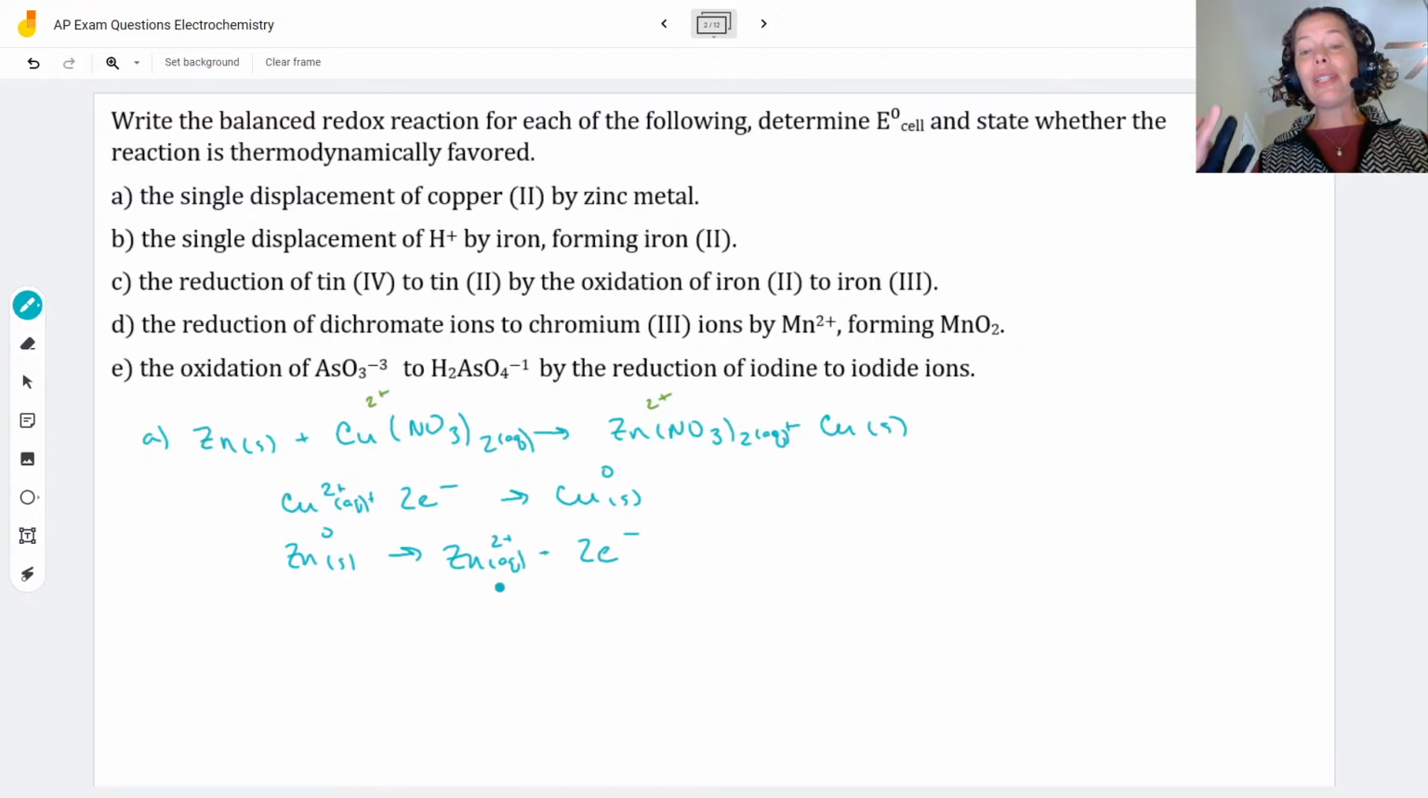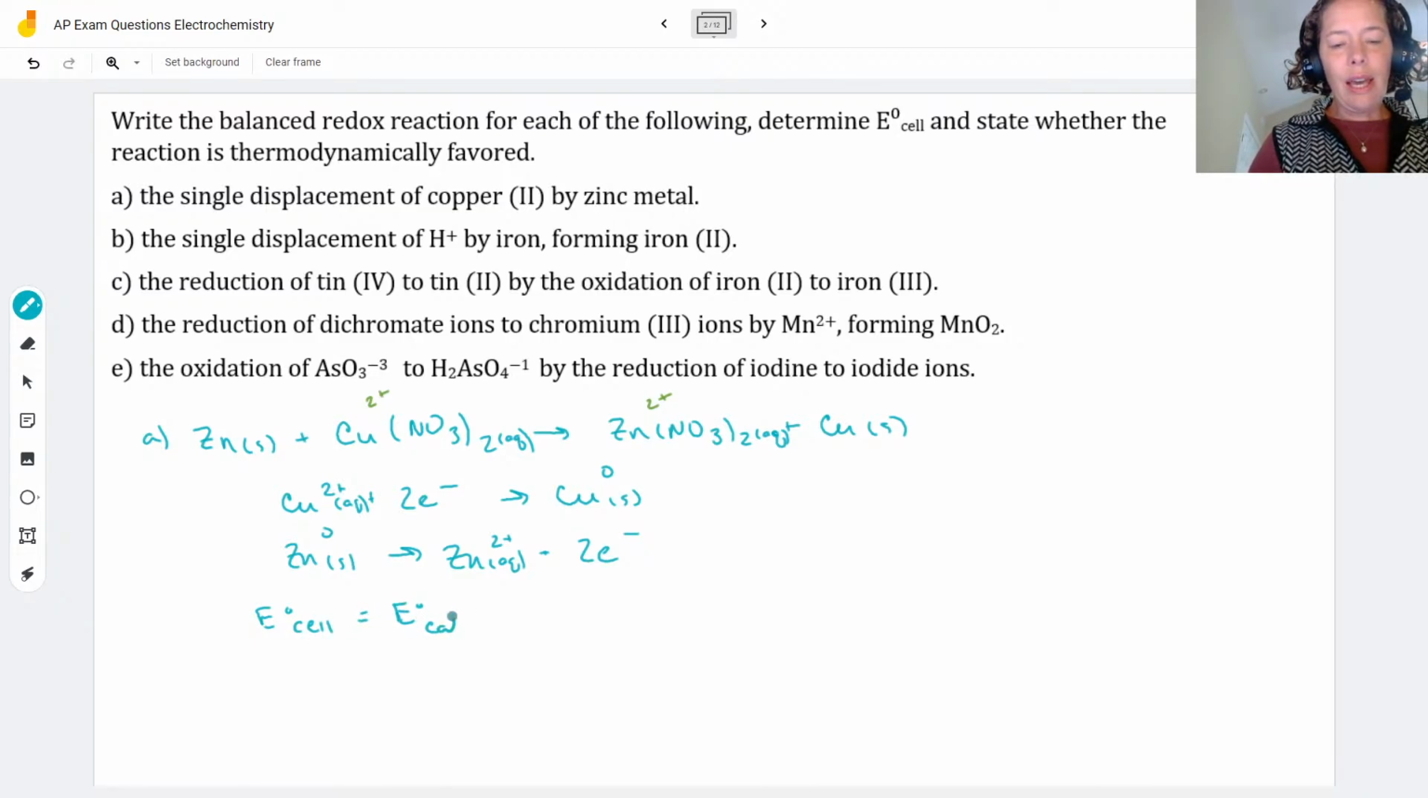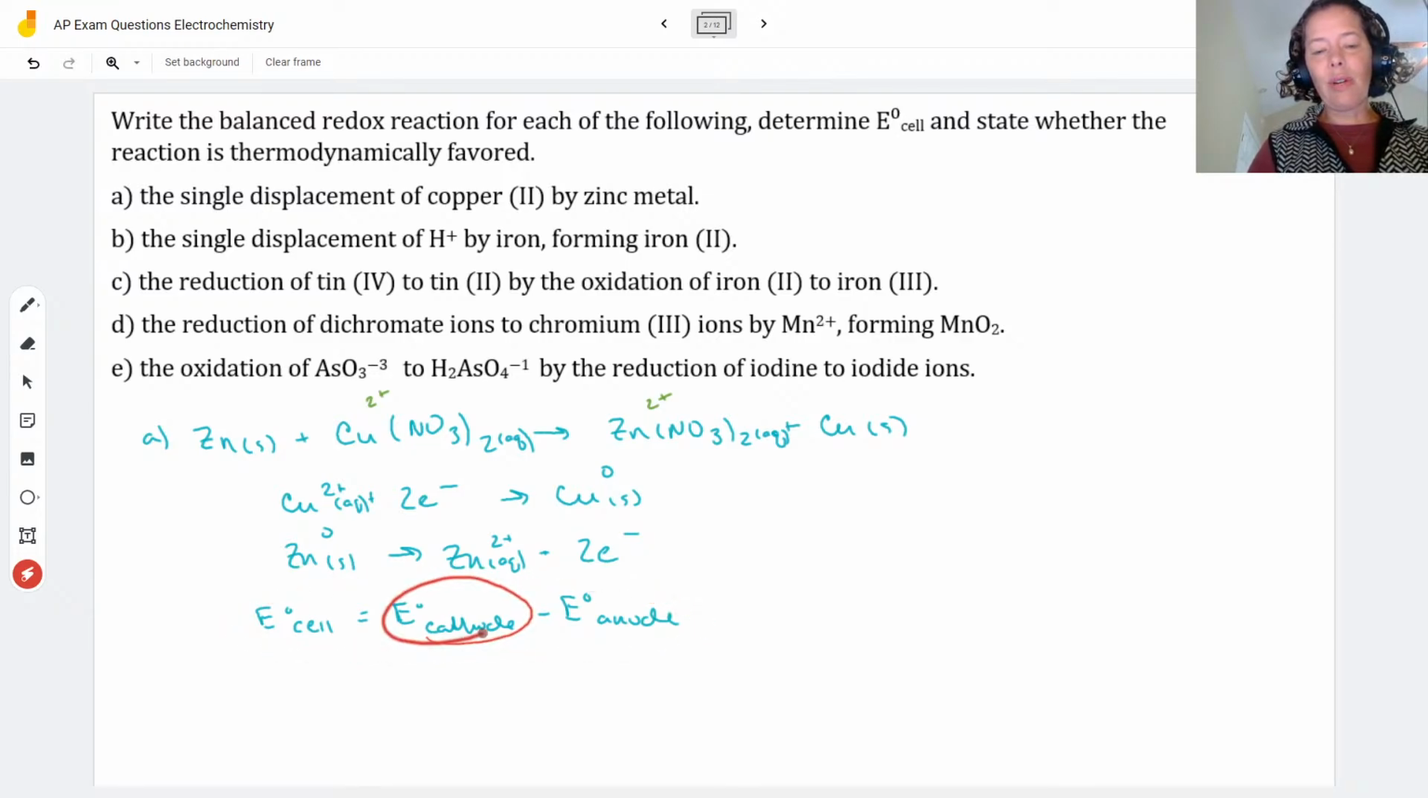Now to calculate Ecell, we have a very simple equation where Ecell is equal to our E at the cathode minus our E at the anode. So we're going to be using this equation over and over again. The trick for this equation is correctly identifying your cathode and anode.